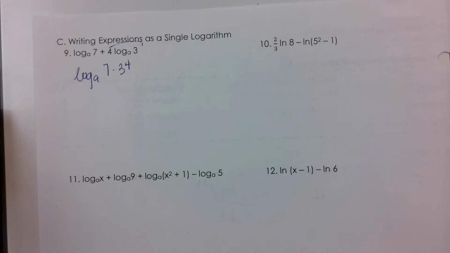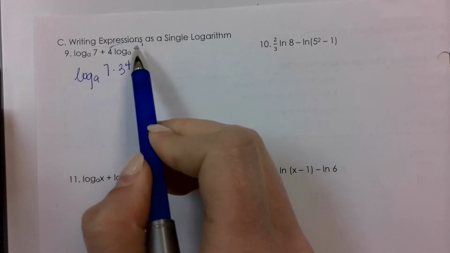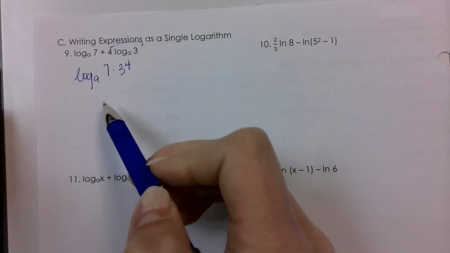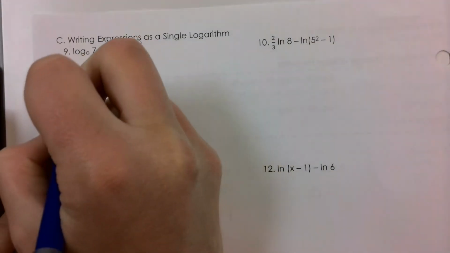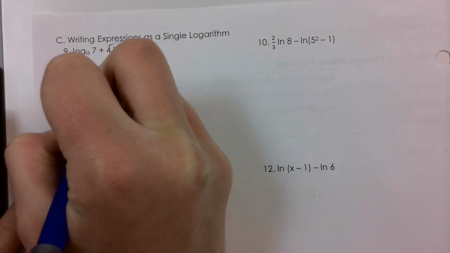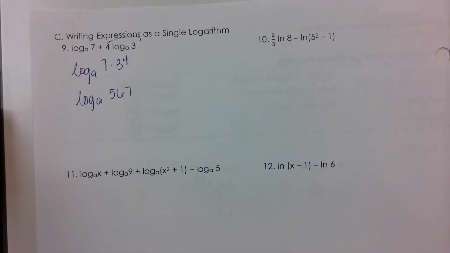Makes sense? I hope. So we've moved the 4 to the exponent of the 3, and then because these two logs were adding, you can multiply in here. So then 3 to the 4th times 7 gives you 567. So we would just leave it at that. And I'm definitely not expecting you to know that. So, yeah. Is that okay?